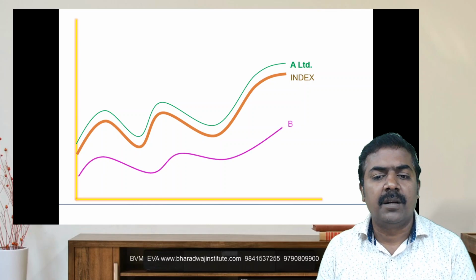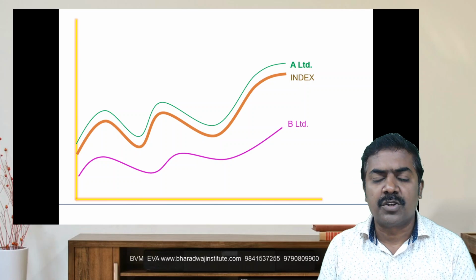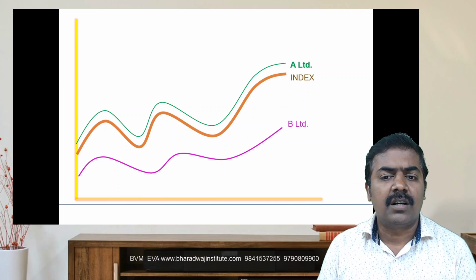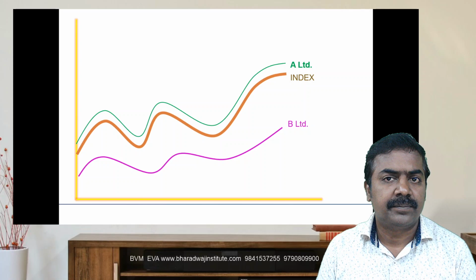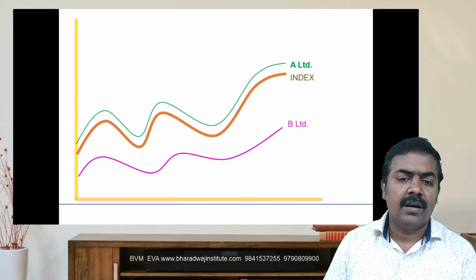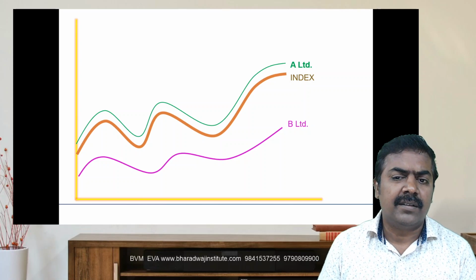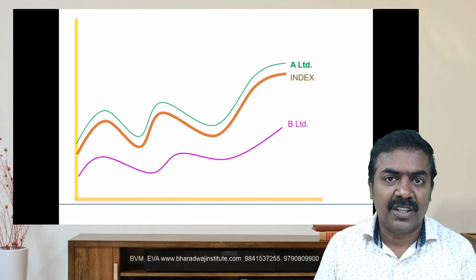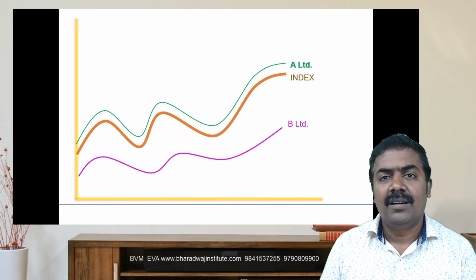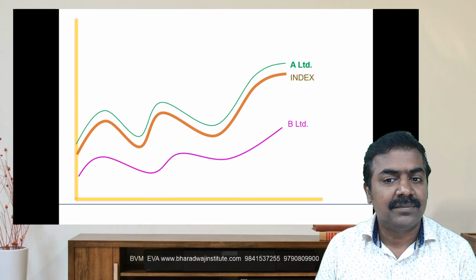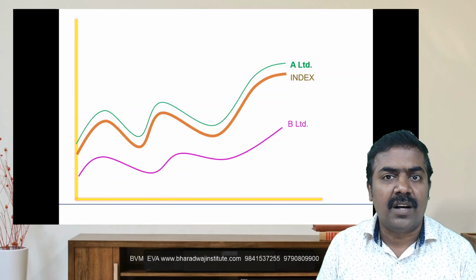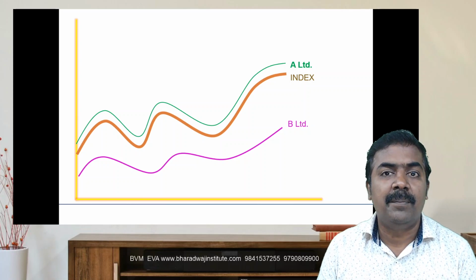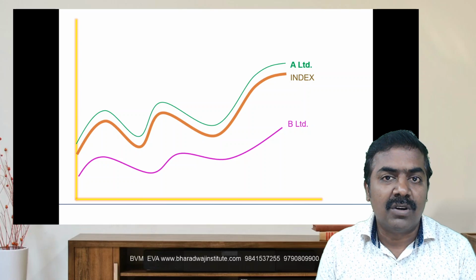And there is a company called B Limited. This also moves, but not like A Limited. There is a movement, but not like A Limited. The volatility, the fluctuation, is not exactly equal to the market. There is a lesser volatility. So compared to A Limited, will B Limited be more risky or less risky?